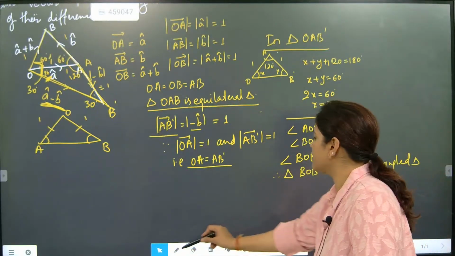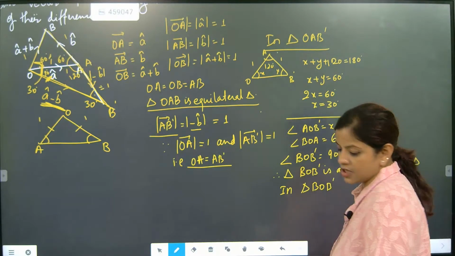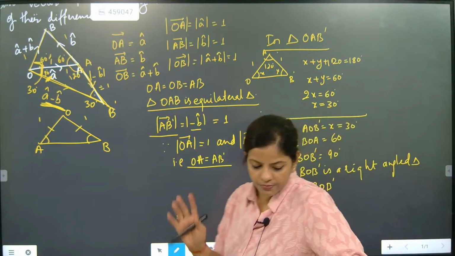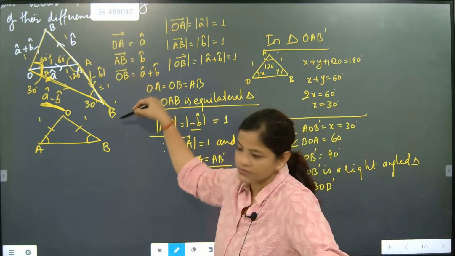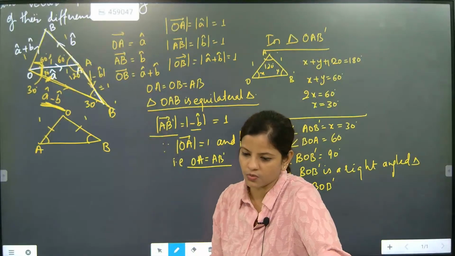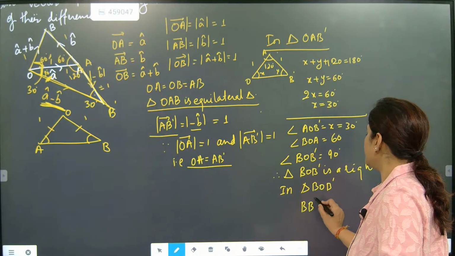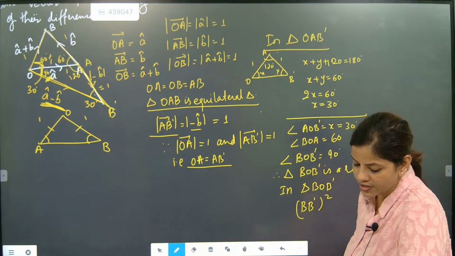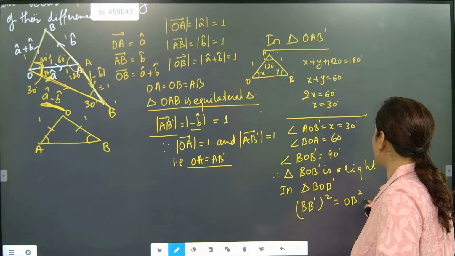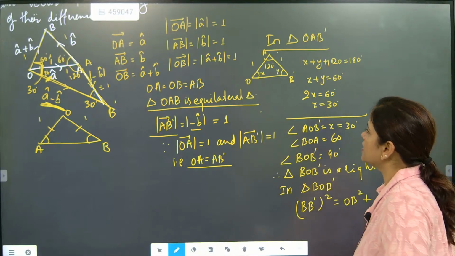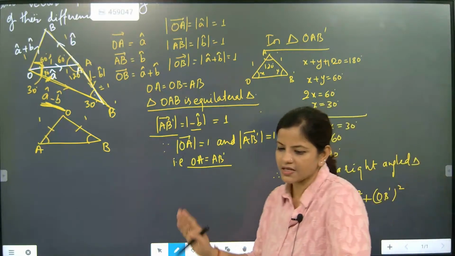So first, in triangle BOB dash, we are going to go directly. We will start with BB dash. BB dash is the hypotenuse. So BB dash whole square is equal to OB square plus OB dash whole square.